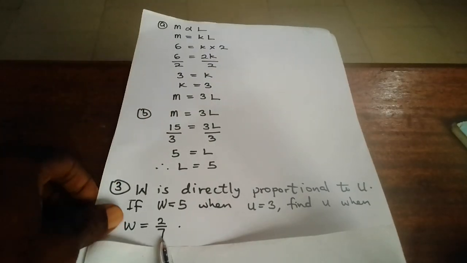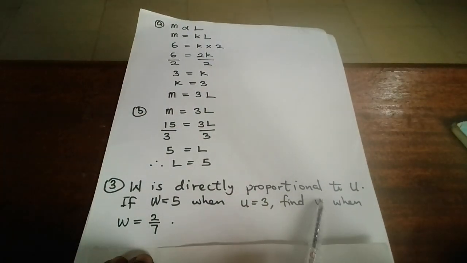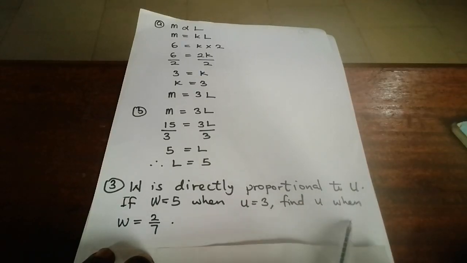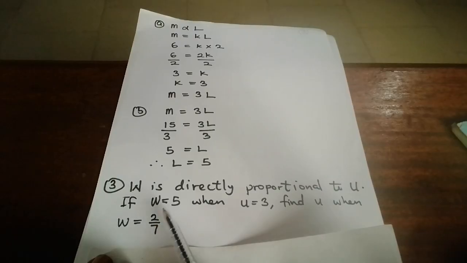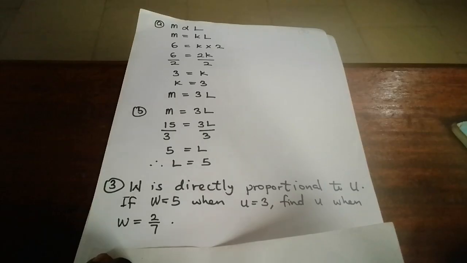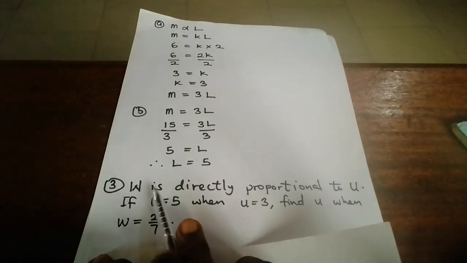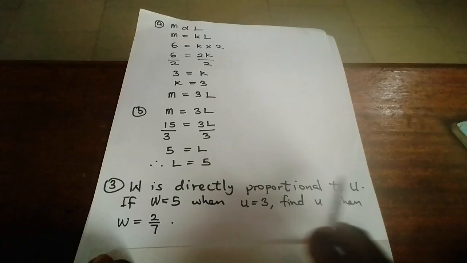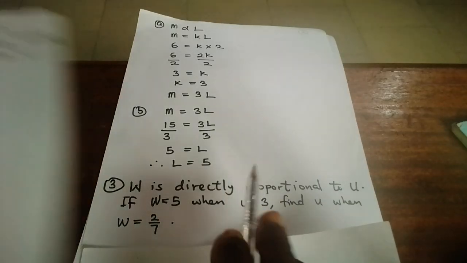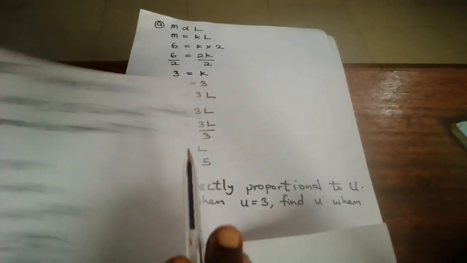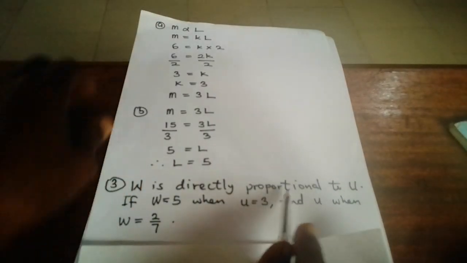Let's consider another example. Number 3. W is directly proportional to U. If W is equal to 5 when U is equal to 3, find U when W is equal to 2/7. Now, I've told you that anytime you are having a problem on variation, you must always look for the formula that connects the variables. So you are told that W is directly proportional to U. So instead of giving us this proportionality sign like in question 1, it's now written in words that W is directly proportional to U.